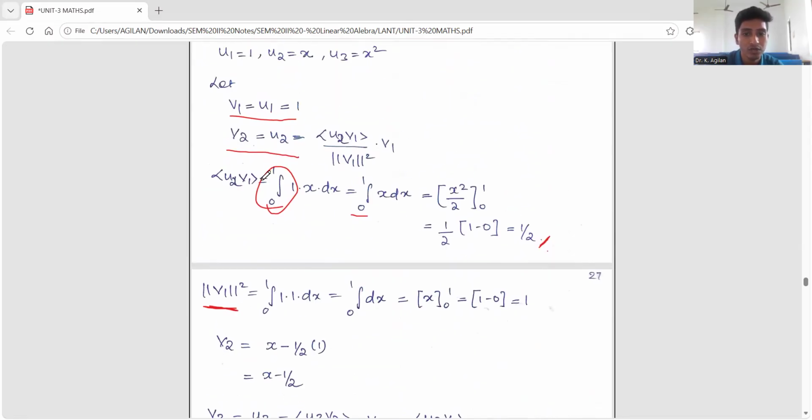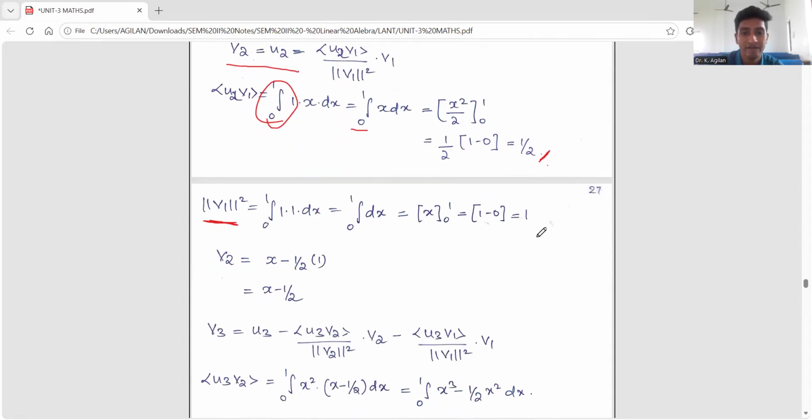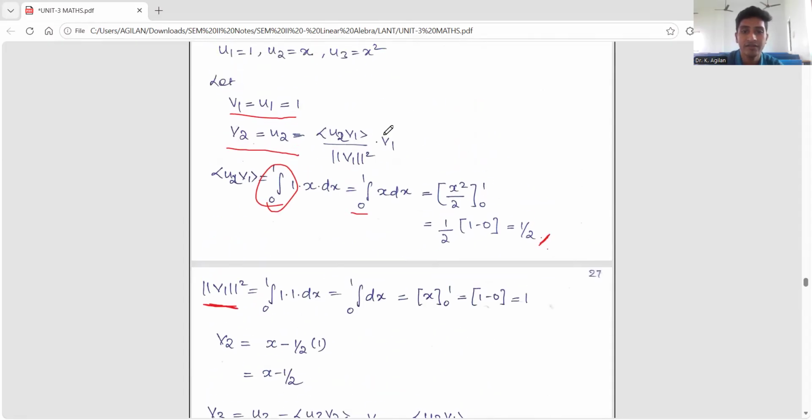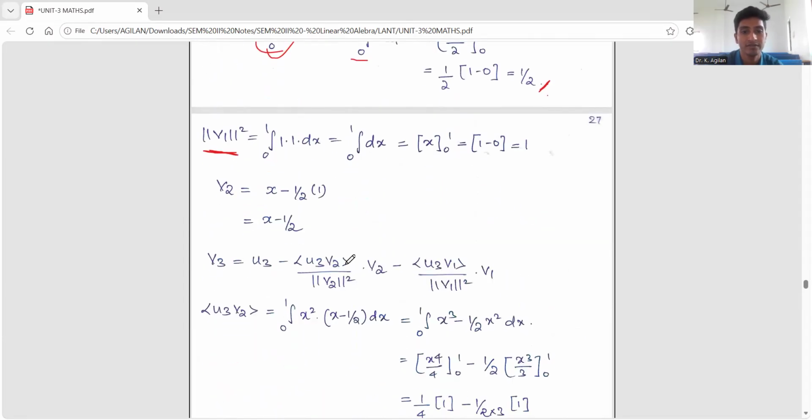What is the inner product of u2 comma v1? It is 1 by 2 into the inner product, over the norm of v1 squared. What is the norm of v1 squared? It is the inner product of 1 and v1. What is v1? It is 1. Yes. So the answer will be x minus 1 by 2.